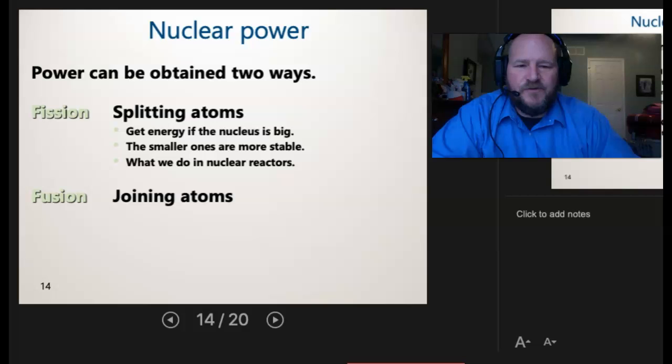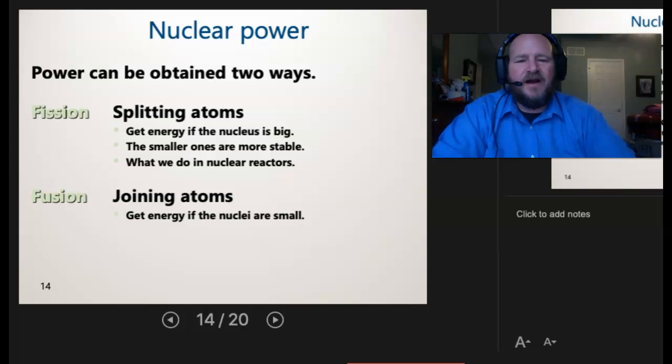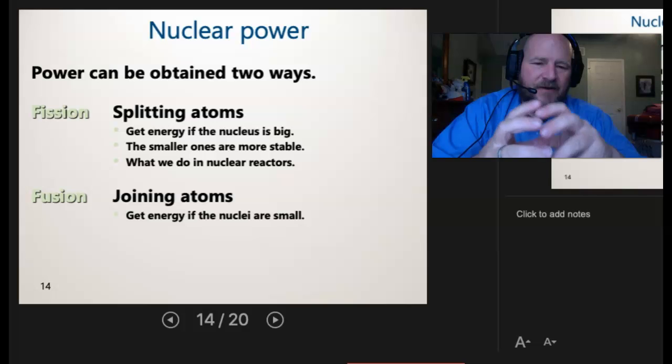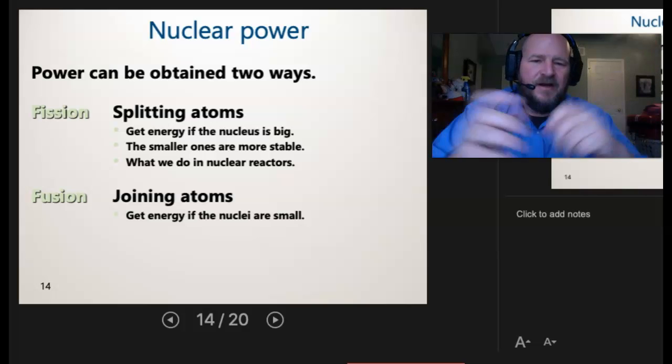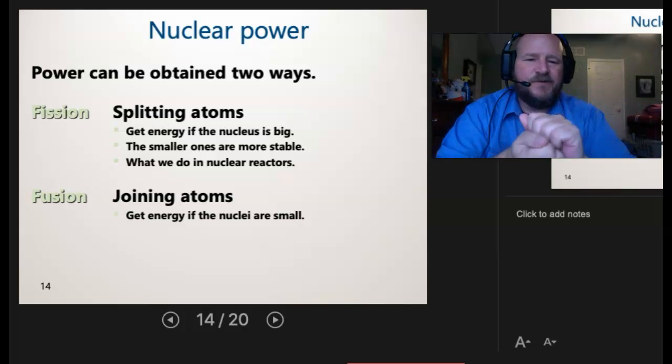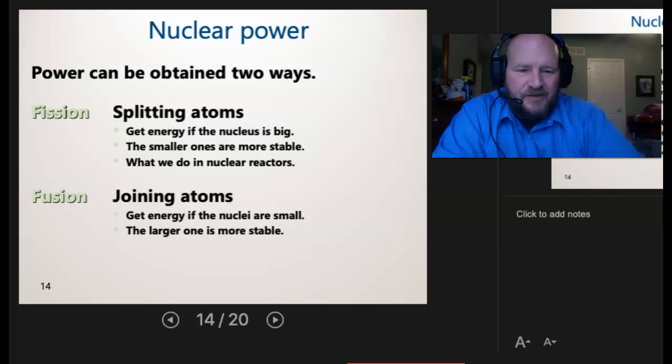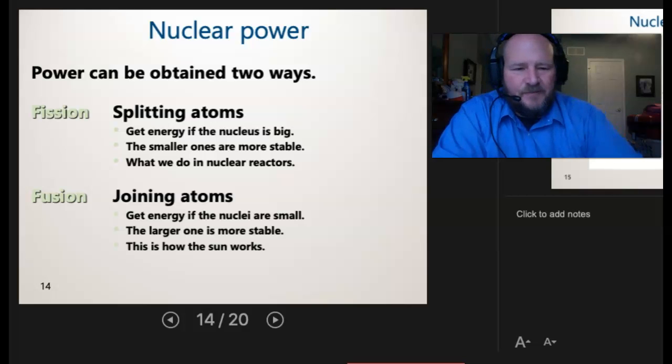Now there's also fusion. Fusion is the joining of atoms. So same idea, but reverse. Instead of taking a big nuclear radioisotope and breaking it apart, I'm going to take small ones and fuse them together. And in making them, I'm going to make a more stable nucleus. And that way we're going to get energy off. Okay, and that's exactly how the sun works.